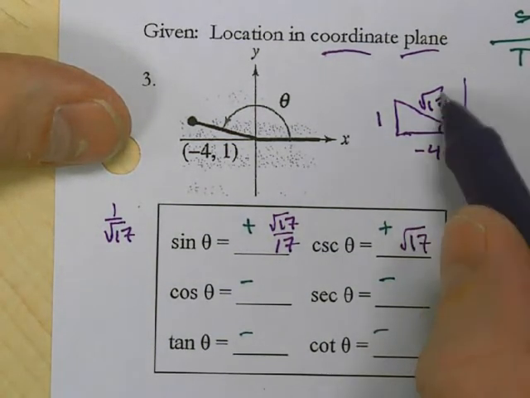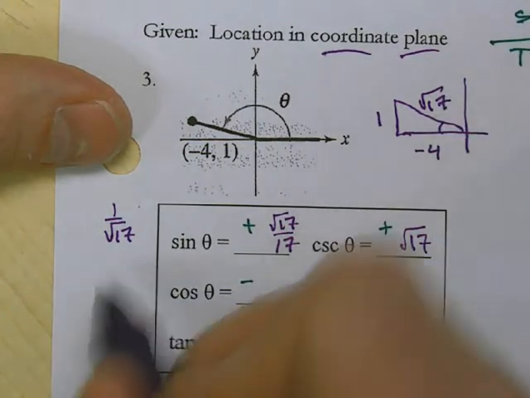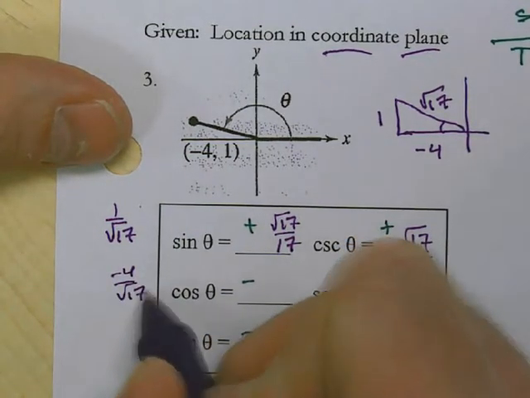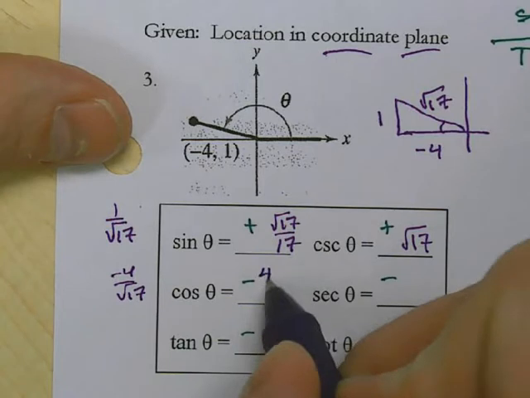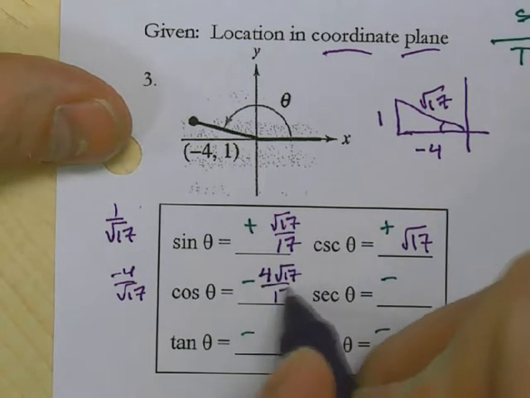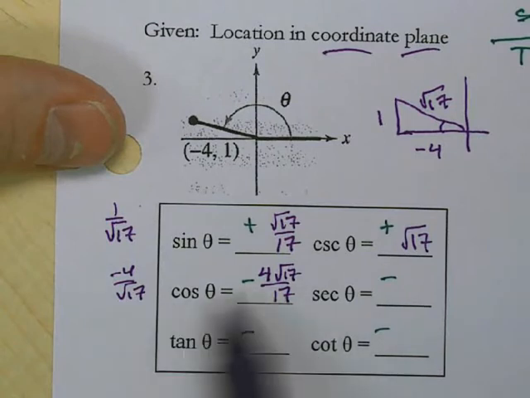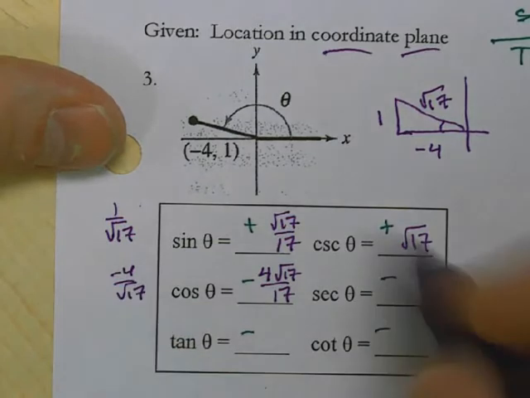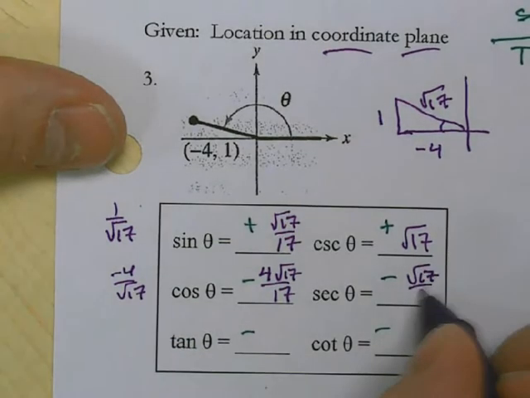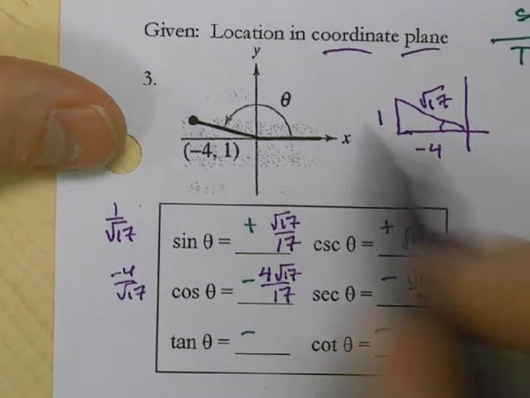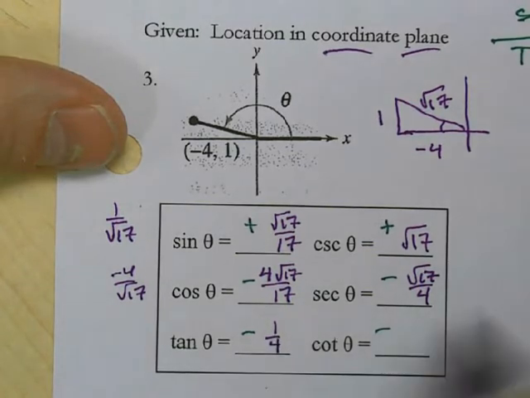Cosine, -4 over the hypotenuse. Okay, -4 over square root of 17. That's -4 square root of 17 over 17. Again, we're so used to rationalizing the denominator. I told you you're going to do it a ton of times in this class. Secant, flip that original one over, square root of 17 over 4. Tangent's easy, opposite over adjacent, 1/4 and 4.